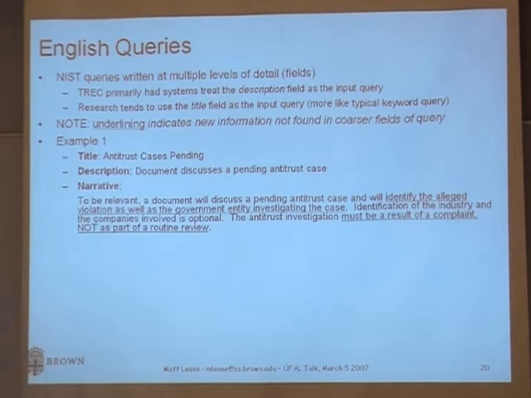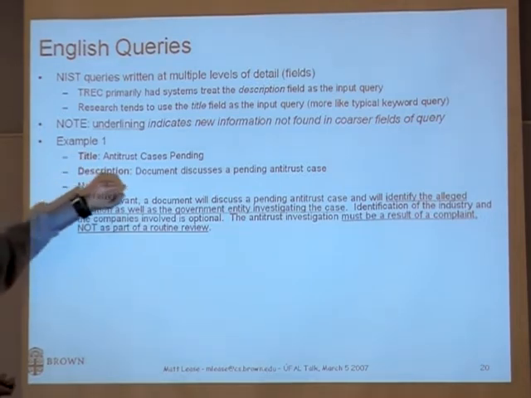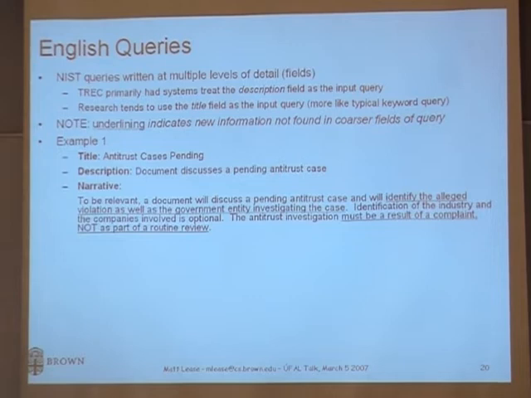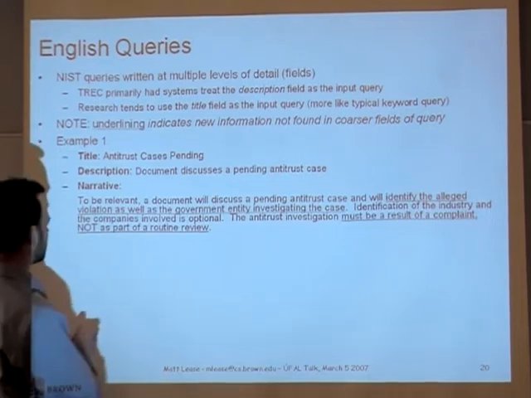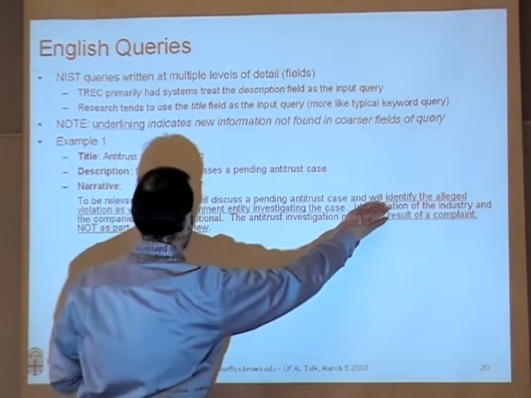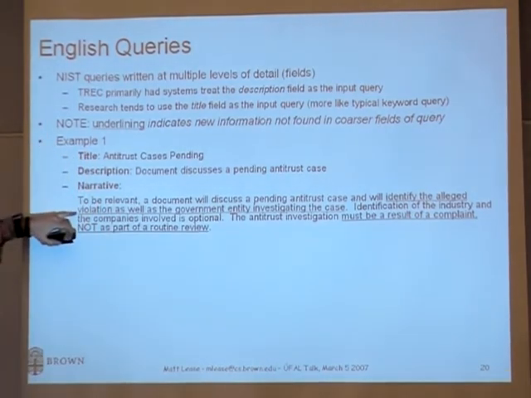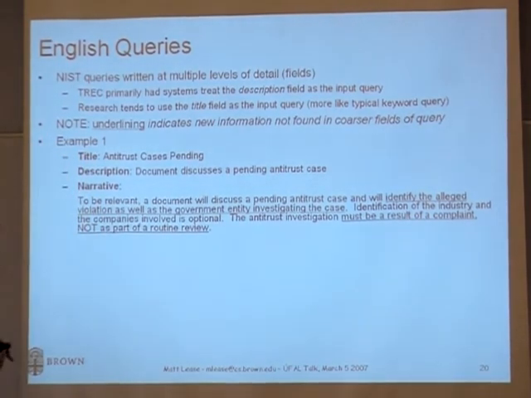Now, the interesting thing is I've added some underlining to show that as you get to these longer descriptions of what the query is trying to get to, you have further restrictions or more information about what's going on. So, for example, the title of this query is antitrust cases pending. But when you look to the narrative, you see that to be relevant, the document has to identify the alleged violation as well as the government entity investigating the case.